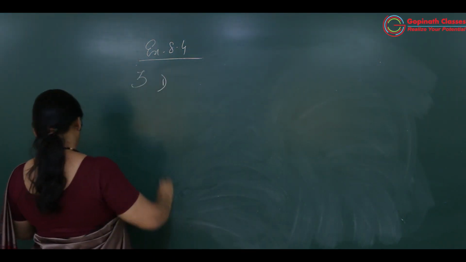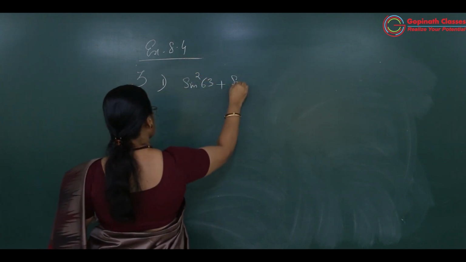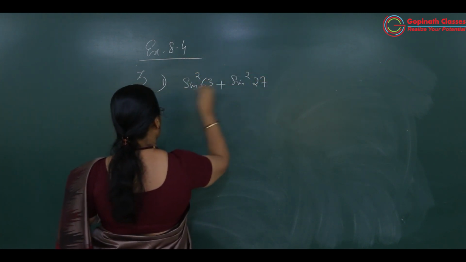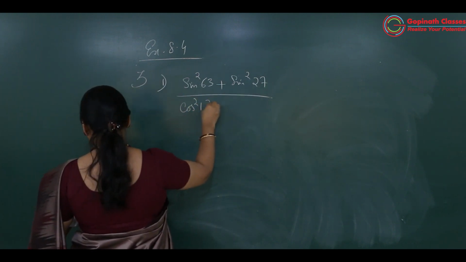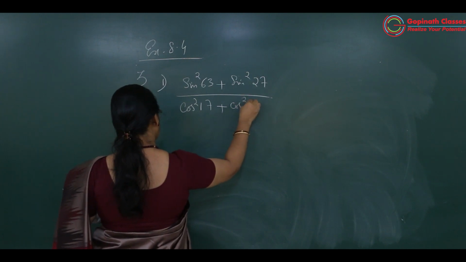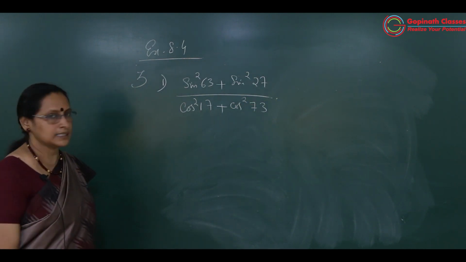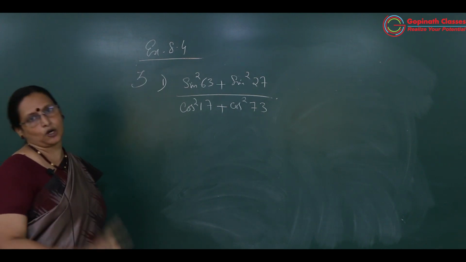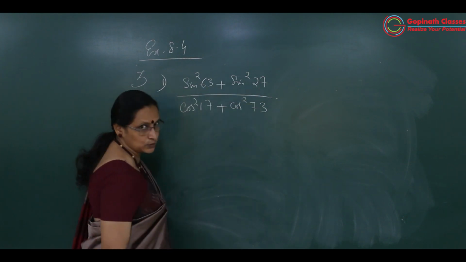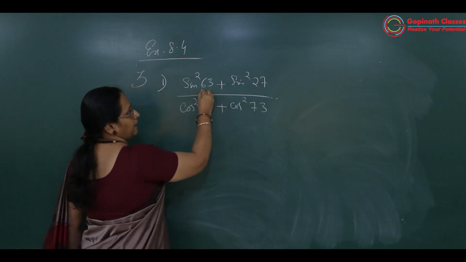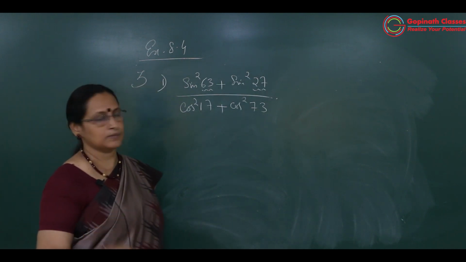First one, sin square 63 plus sin square 27 divided by cos square 17 plus cos square 73. This is connected with identities plus complementary relation. You can clearly see the complementary angles here, 63 and 27. They are complementary pairs. 63 plus 27 is 90. We can easily convert one in terms of the other.